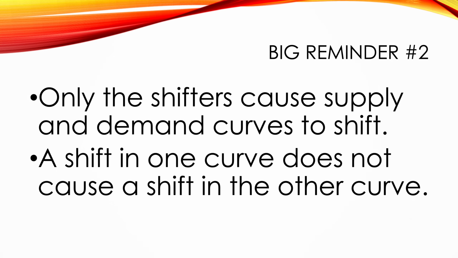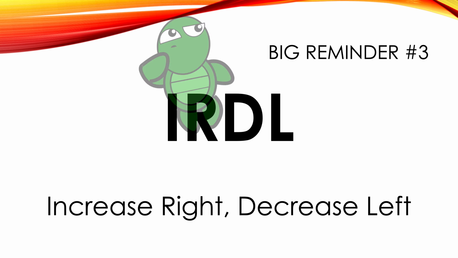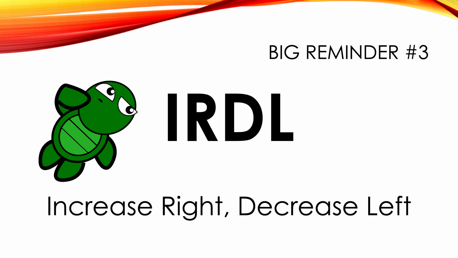Big reminder number 3. There's Ertl. Hey, Ertl the turtle. So increase right, decrease left. With the demand curve, this is pretty easy because it visually looks like it's supposed to. But with supply curves, don't forget, you have to be very, very careful because sometimes a decrease in supply makes it look like the supply curve is shifting upwards when in fact it's only just moving to the left. So remember, increase right, decrease left, and you will not get confused when we start shifting multiple curves at the same time, because it can get crazy.